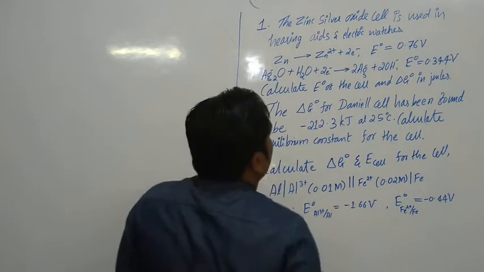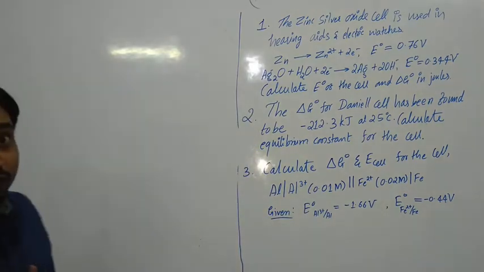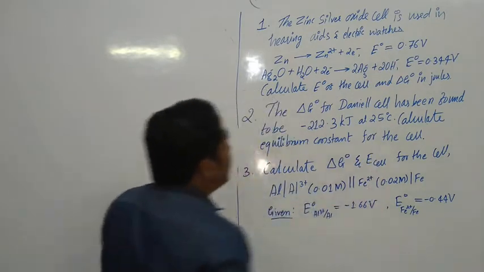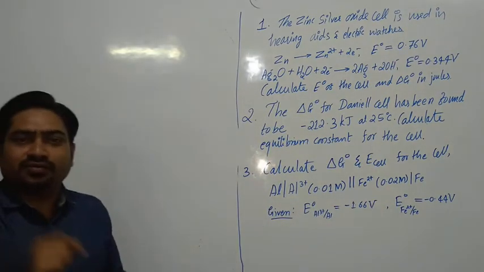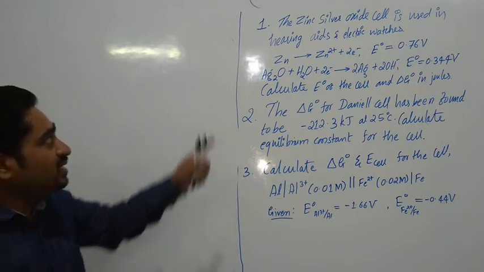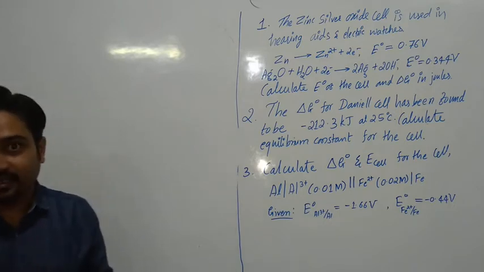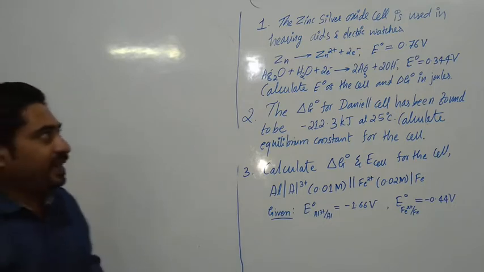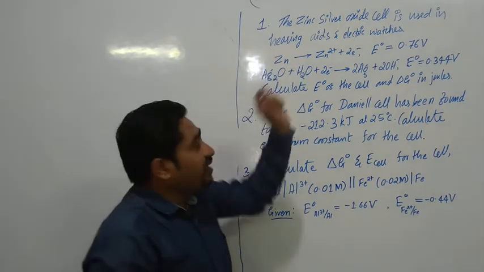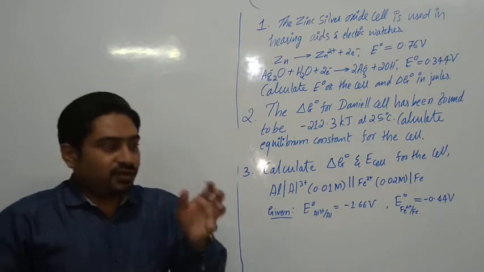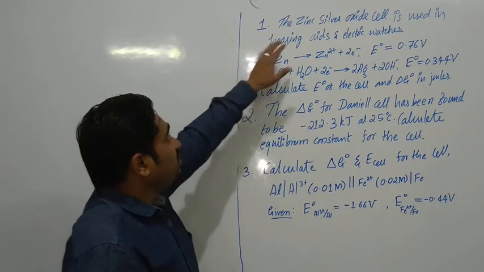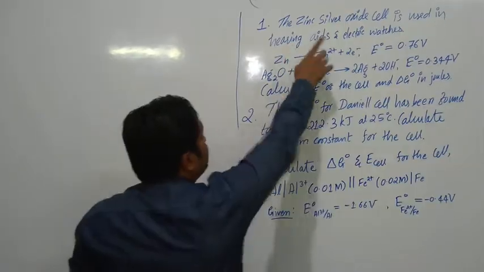The zinc silver oxide cell is used here. That is a very important problem. The zinc silver oxide cell is used in hearing aids and electric watches. See, in our watches there is a round cell, so round batteries are there. Those batteries are called zinc silver oxide batteries, and they are used in calculators, watches, and everywhere. They are also used in hearing aids, which deaf people use. In those hearing aids zinc silver oxide batteries are also used.